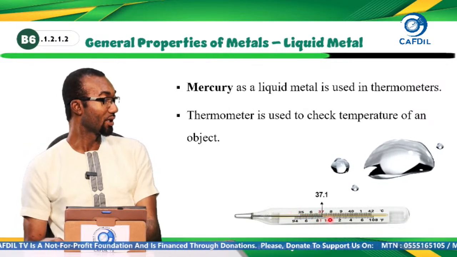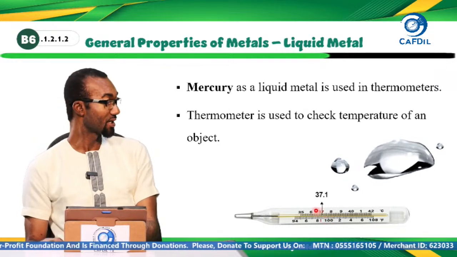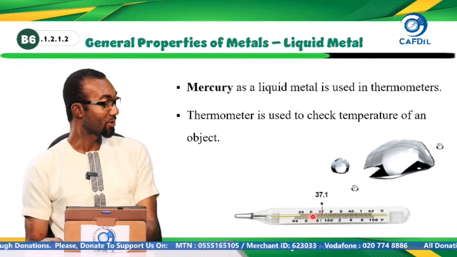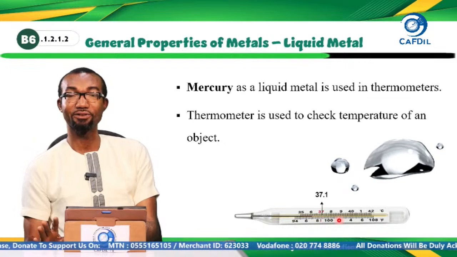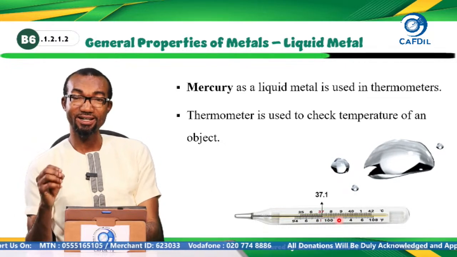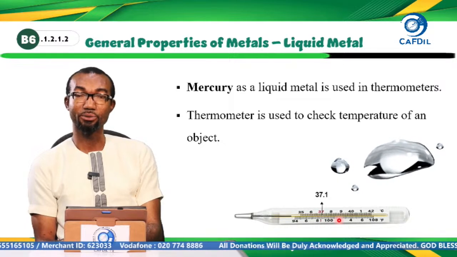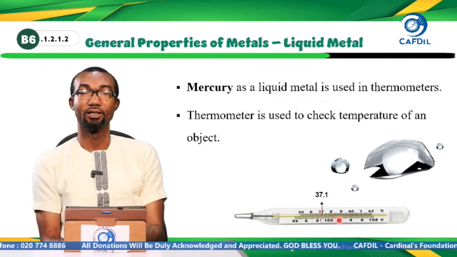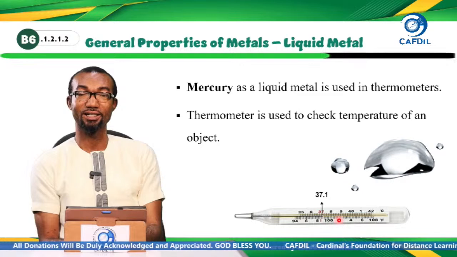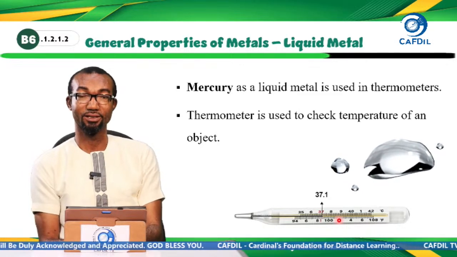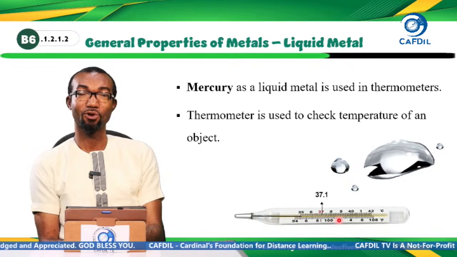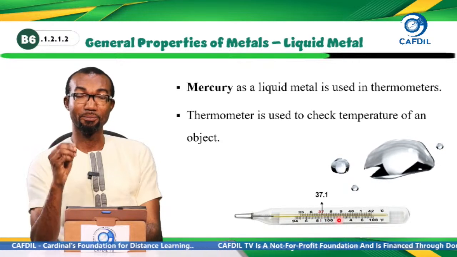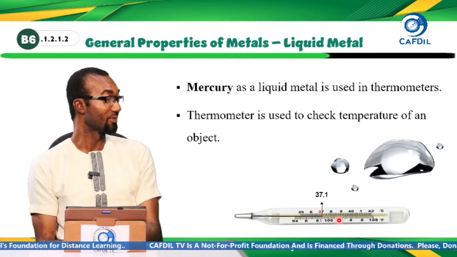If your body is very cold, then the liquid will drop. If your body is very warm, then the liquid in the thermometer will rise, meaning that you have a high temperature. So because of the liquid nature of mercury, we can use it in thermometers. And you know that when you go to the hospital, we use a thermometer a lot to check the temperature of patients. So kids, these are some of the uses of mercury as a metal that is liquid at room temperature.